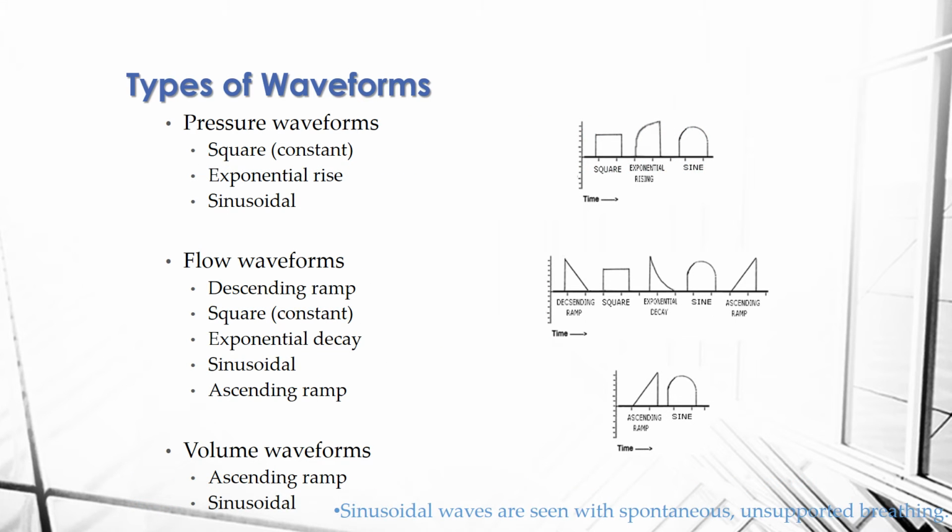So we have our pressure waveforms. Here's our square, exponential rise, sinusoidal. Our flow waveforms: descending ramp, square, exponential decay, sinusoidal, ascending ramps, and some volume waveforms, sinusoidal again, and ascending ramp. Remember, spontaneous breathing patients always are in that sinusoidal waveform.